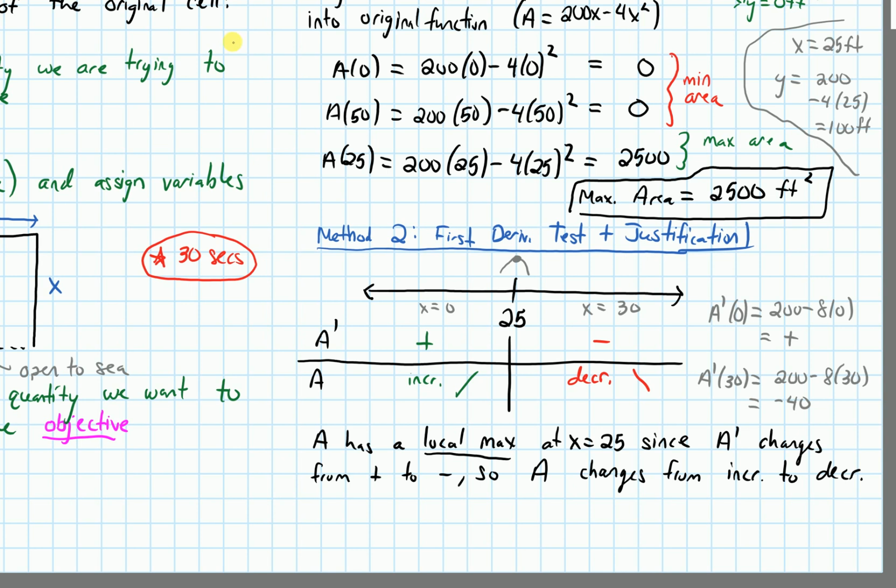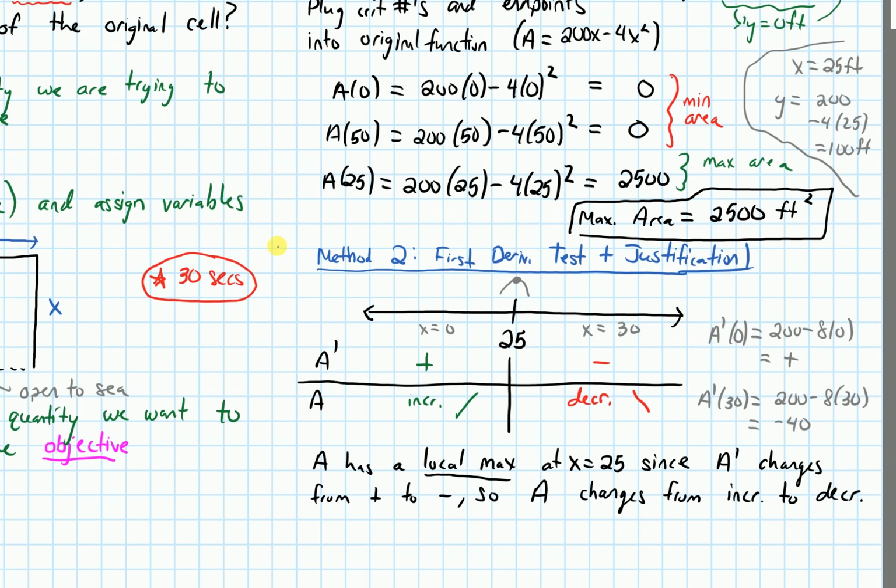But we've said before that in these optimization questions, we're not looking for local maxes and local mins. We want this to be an absolute max. Okay, so let's write that down. This is where the justification comes in. Remember for method 2, I mentioned we're going to use the first derivative test and some justification. This is where the justification is going to come in.